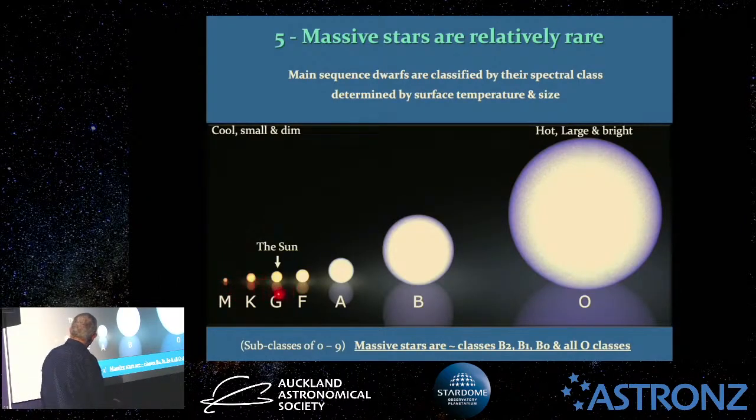The Sun's a G class. You might say, when I went to school, the alphabet went something like A, B, C, D, E, F, and G, something like that. What's going on here? Which school did these guys go to?